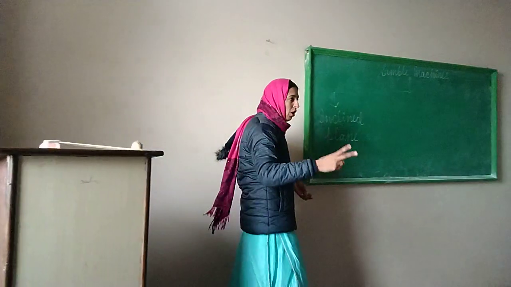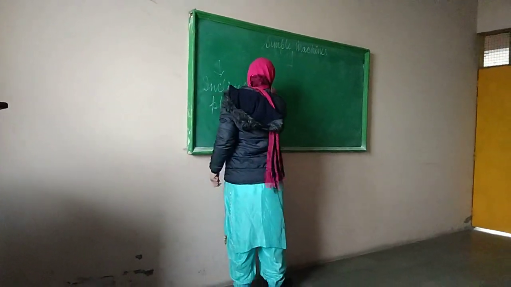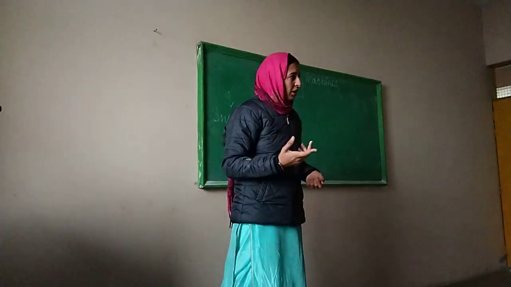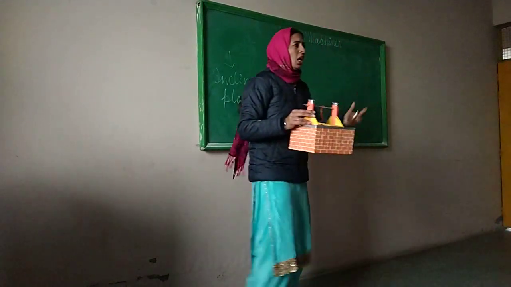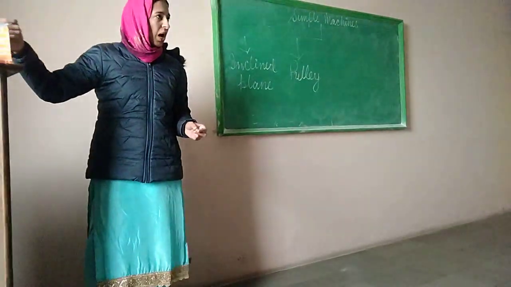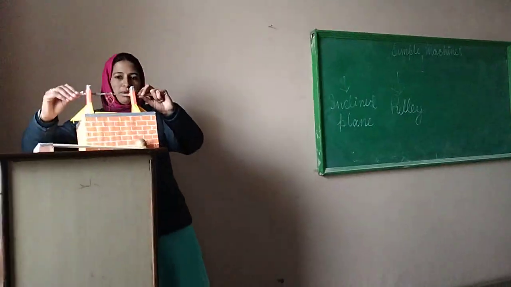So next type of simple machine will be pulley. What is pulley? Pulley is a simple machine that also helps us to make work easier. So I will explain to you with the help of this model. Earlier you have seen that people use pulley to take water out of wells. So they use pulley. So this is also a simple machine.